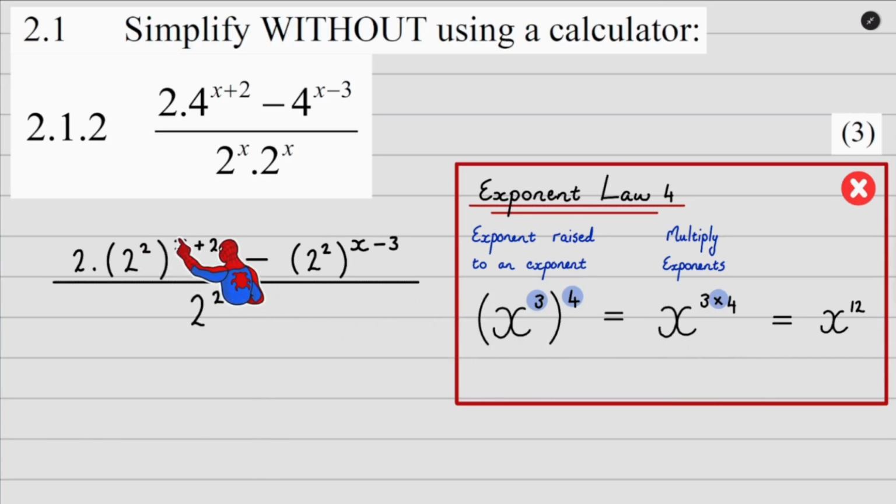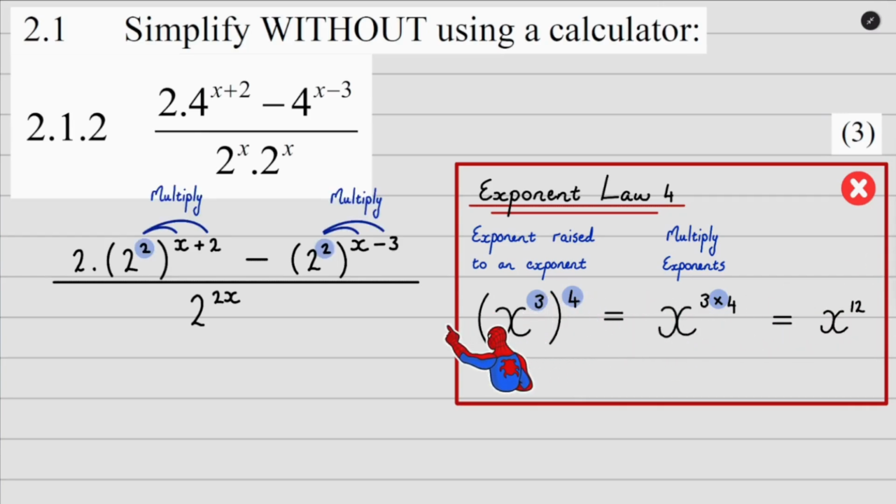I'm saying 2 times this whole thing. So I've got to distribute that 2 to both of them. And when I distribute, I multiply. So this 2 will just stay there. And then 2 times x is just 2x. So I'm going to get 2 to the power of 2x next to that. And then 2 times 2 will give me a plus 4 over here.